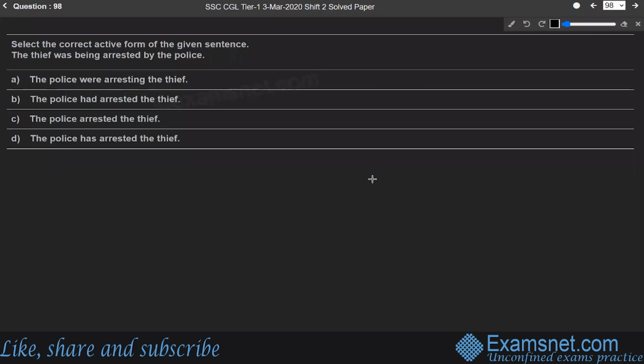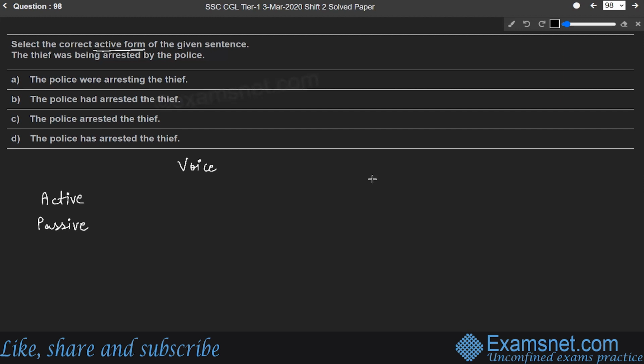Next question is: select the correct active form of the given sentence. And the sentence here is: the thief was being arrested by the police. So for this sentence, we have to identify the correct active form. But what do you understand by the active form here? In English grammar, there are basically two types of voices. First type is active voice and second type is passive voice. So first let us understand what is active voice and what is passive voice.